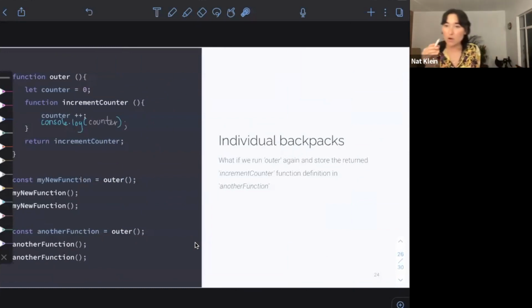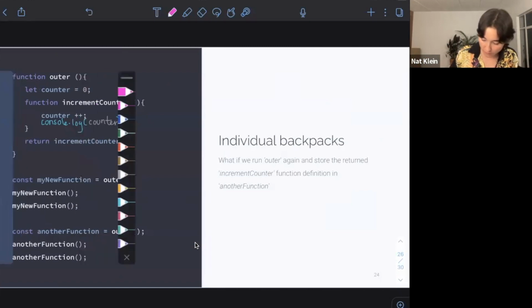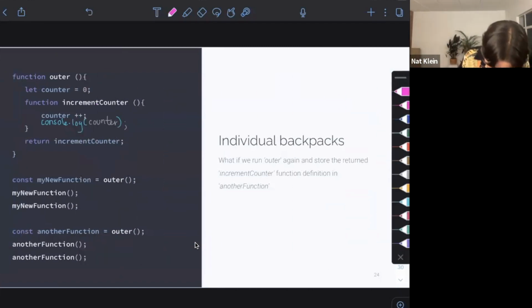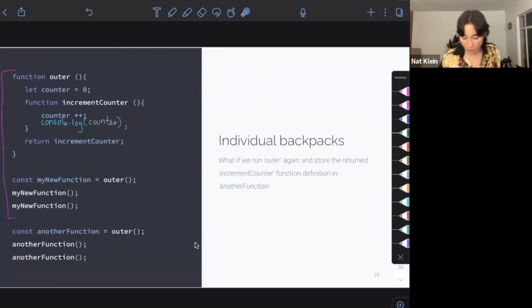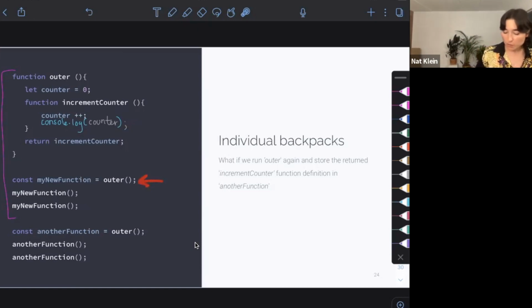Okay, so quickly before we go, just to prove a point, this is the same code snippet that we just walked through. I'm gonna move this over here. We have already done all of this. You can see the only difference between the code we just diagrammed out and the one here is that I've added in this console log counter. Remember, we stored the evaluated result of outer, which is really this function definition of increment counter, into my new function. When we invoked it the first time, we got the value of 1.